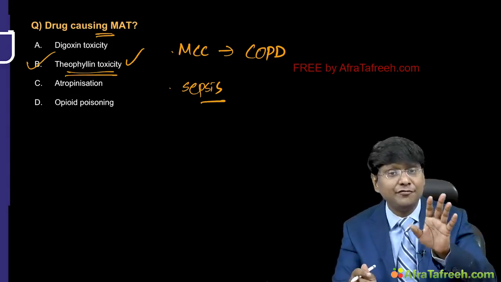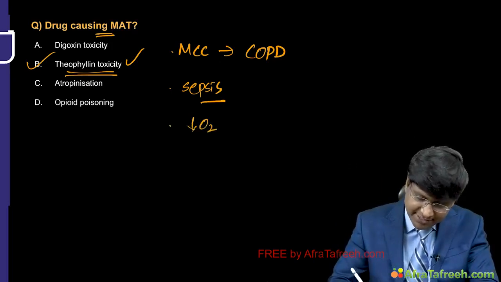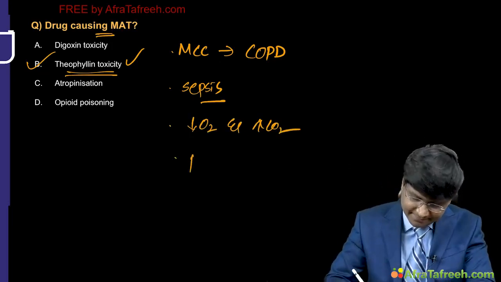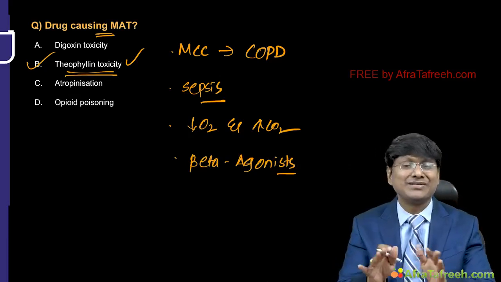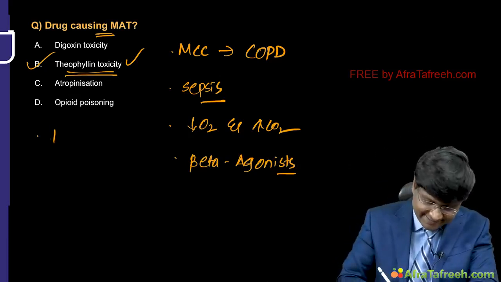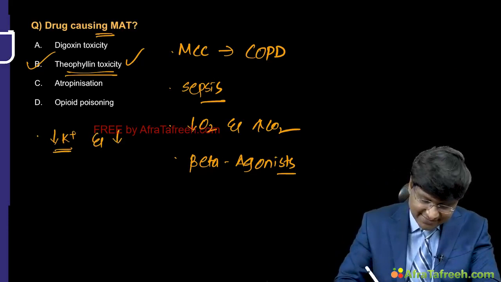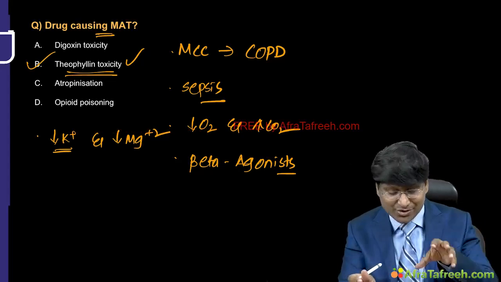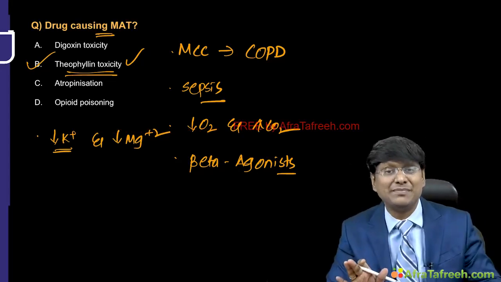And we have a few more conditions which can cause MAT. The other conditions are hypoxia as well as hypercarbia, which can be seen in COPD patients. Next, beta agonists can also cause this multifocal atrial tachycardia. Then electrolyte abnormalities in the form of hypokalemia and hypomagnesemia can also cause this multifocal atrial tachycardia. So this is about the etiologies where you come across this MAT.